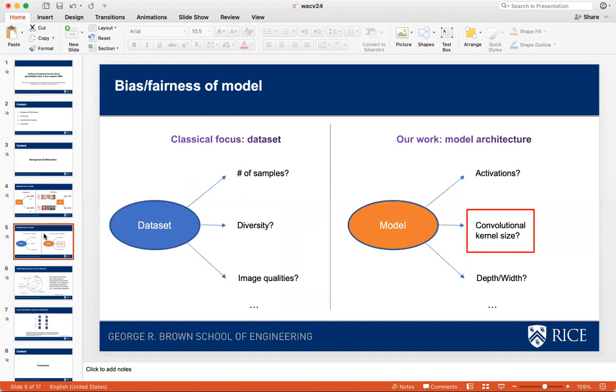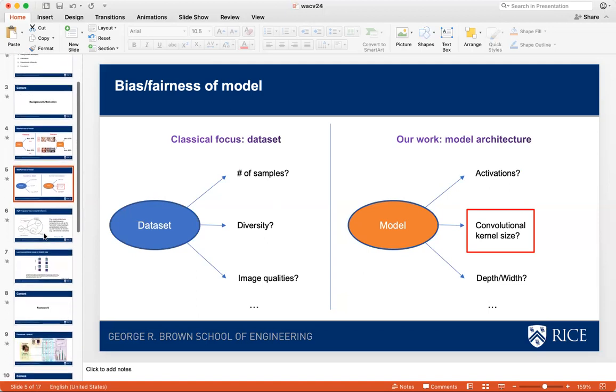And when talking about the bias and fairness of the model, classically people focus on the dataset. For example, do they have an equal number of samples? How about the diversity of the dataset? And also they focus on the image qualities of the dataset. In our work, we hypothesize that the model's architectural design is also going to influence the model's fairness. For example, the activation functions, the convolutional kernel size, and also the depth and the width. In this paper, we focus on the convolutional kernel size.